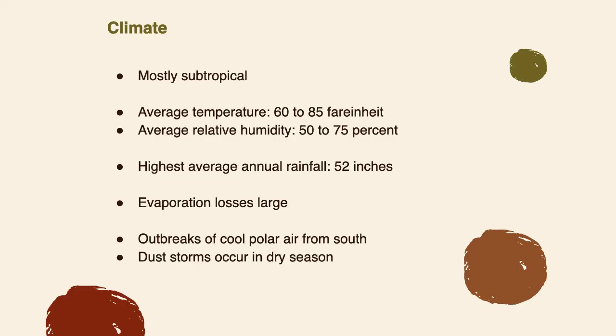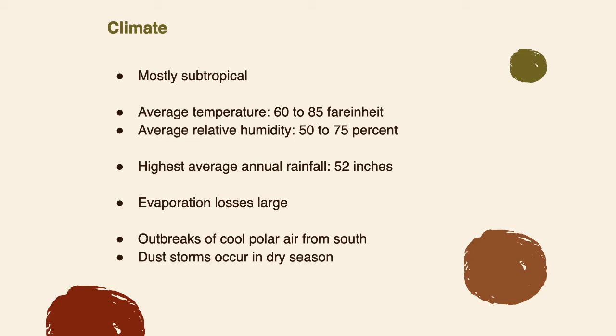The climate of the Gran Chaco is mostly subtropical, but it varies as you move south from tropical to warm temperate. The average temperature is 60 to 85 degrees Fahrenheit, but freezing winter temperatures can occur. The average relative humidity is 50 to 75%. The highest average annual rainfall is 52 inches. Precipitation decreases as you move west, and a third to half of precipitation comes in the hot summer.